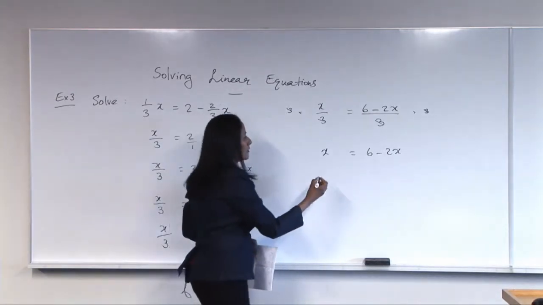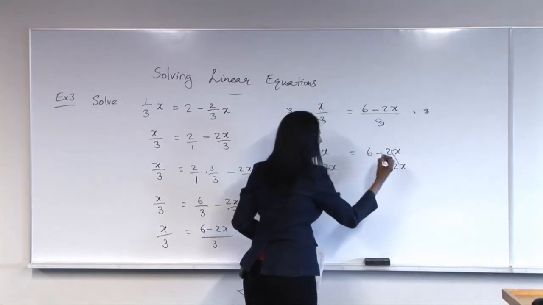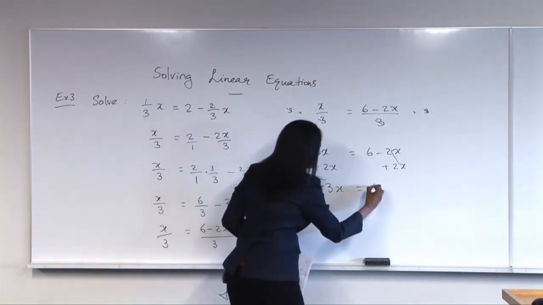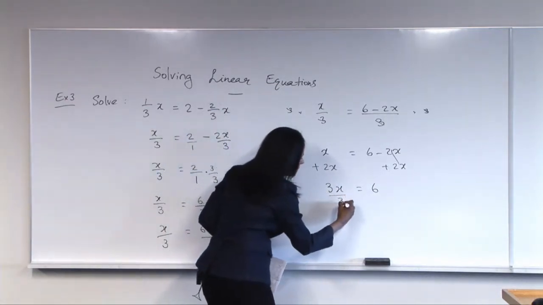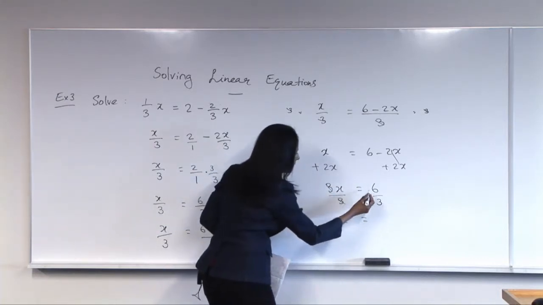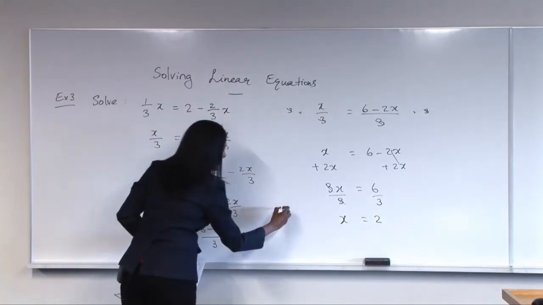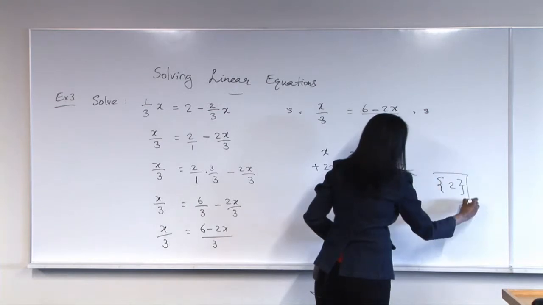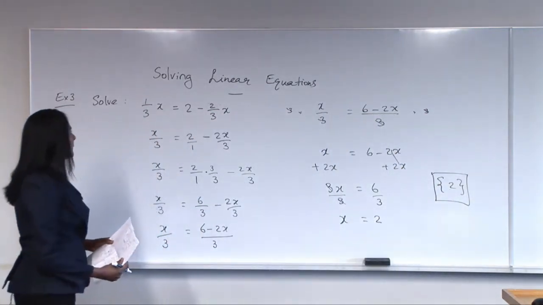Now we can combine all of the x's together. So add 2x to both sides. So x plus 2x is 3x. 3x is equal to 6. We are solving for x, so divide both sides by 3. You get x is equal to 2. So x is equal to 2. So your answer to this problem is x is equal to 2. So the solution set is 2.